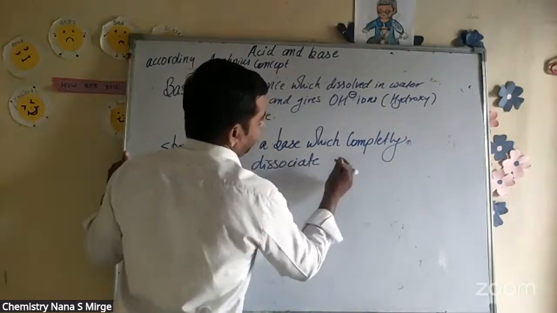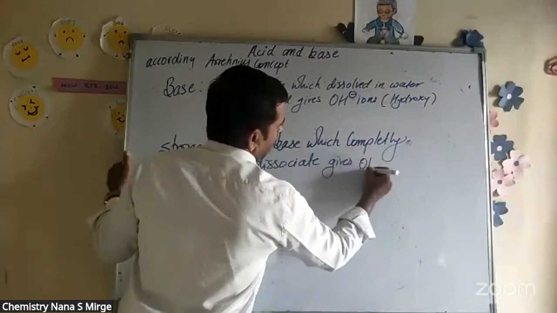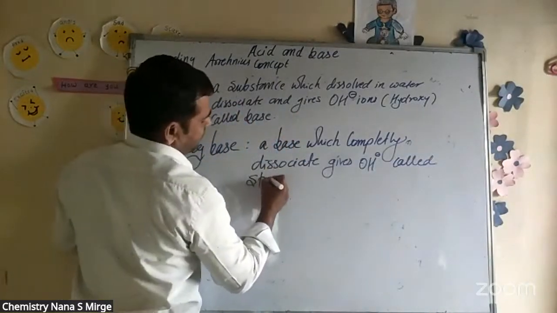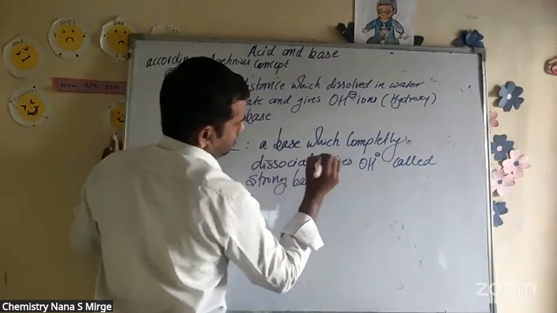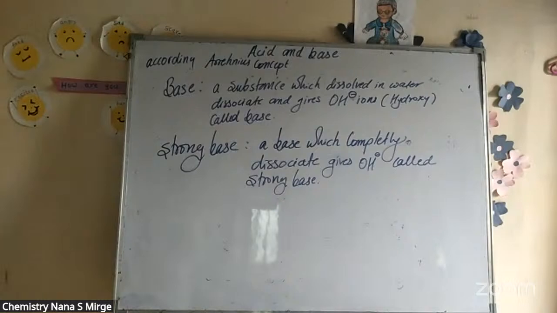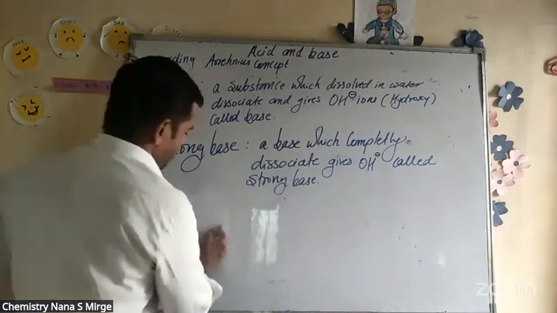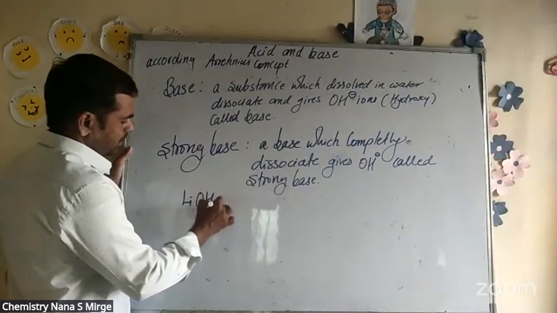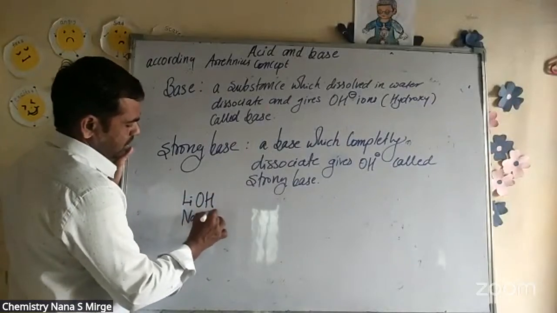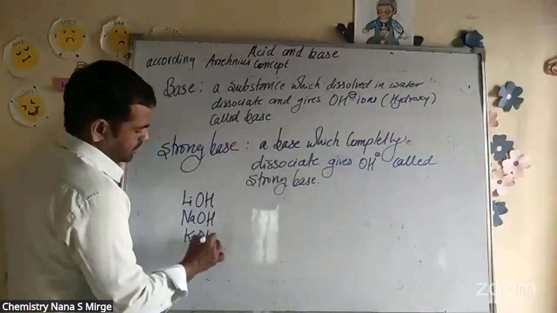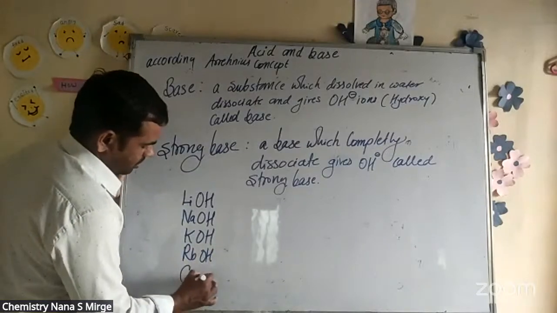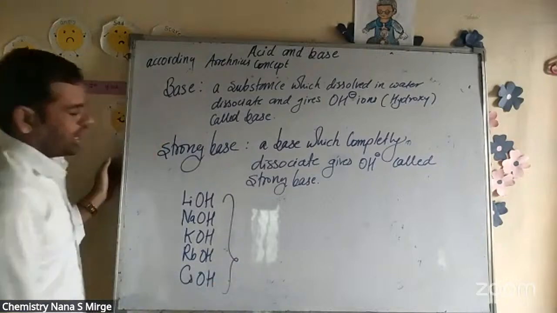A base which completely dissociates and gives OH negative ion is called a strong base. So strongness and weakness depends on how strong. So look here, a series of bases: lithium hydroxide, then sodium hydroxide, potassium hydroxide, rubidium hydroxide, cesium hydroxide.